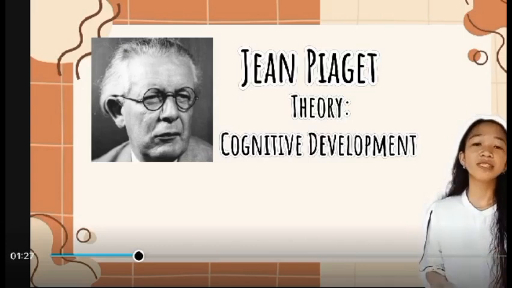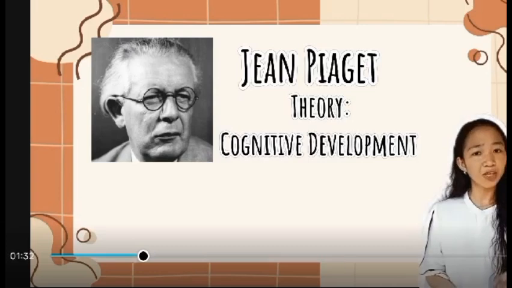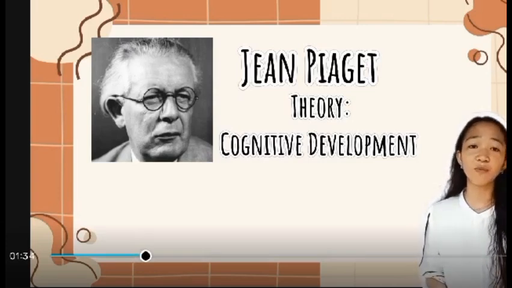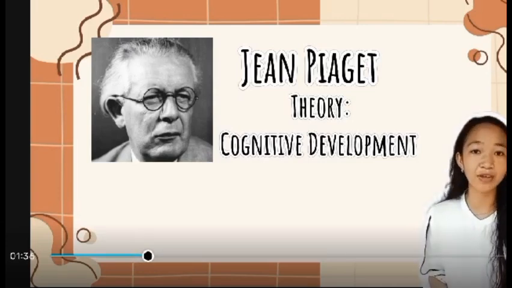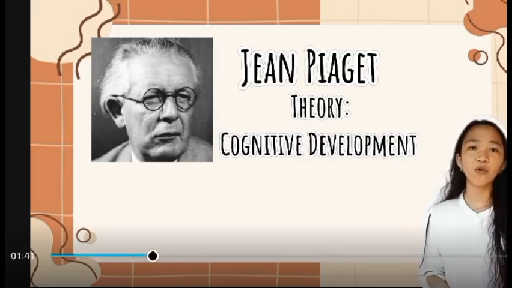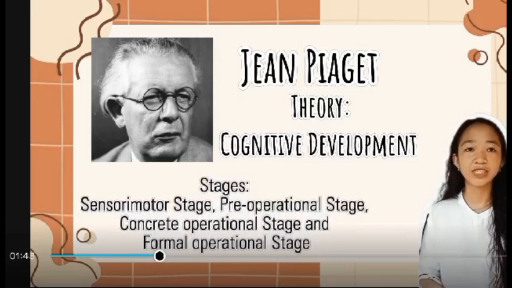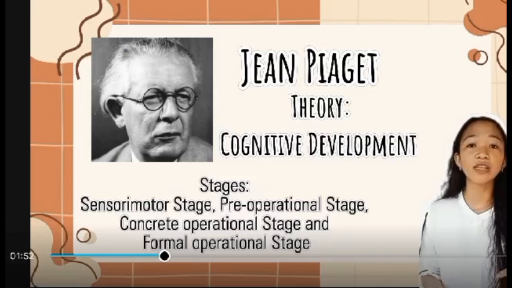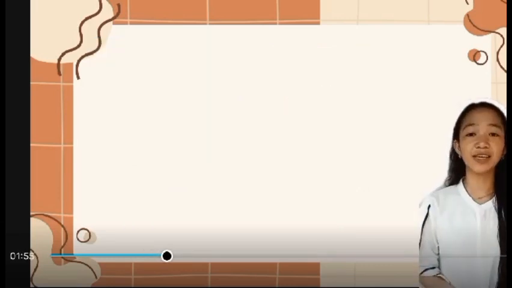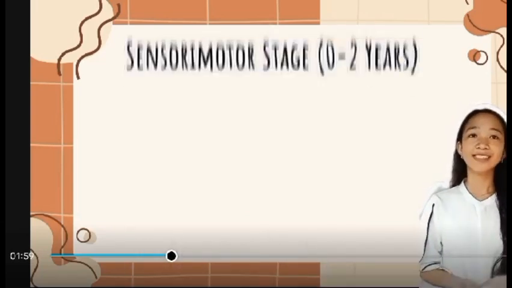He was a Swiss psychologist known for his work on child development. Piaget studied the intellectual development of his own three children to create a theory, which is the cognitive development. He used his three children to create a theory that described the stages that children pass through in the development of intelligence.